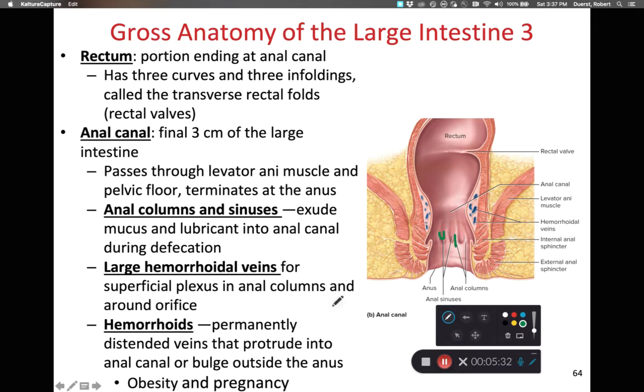And those anal columns and anal sinuses have lots of mucus that is excreted to help lubricate the passage of feces through the anal canal. There are also some very large veins present within the anus.